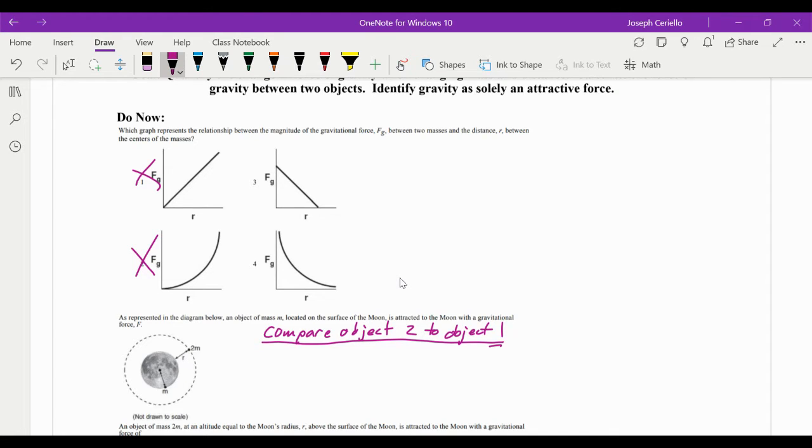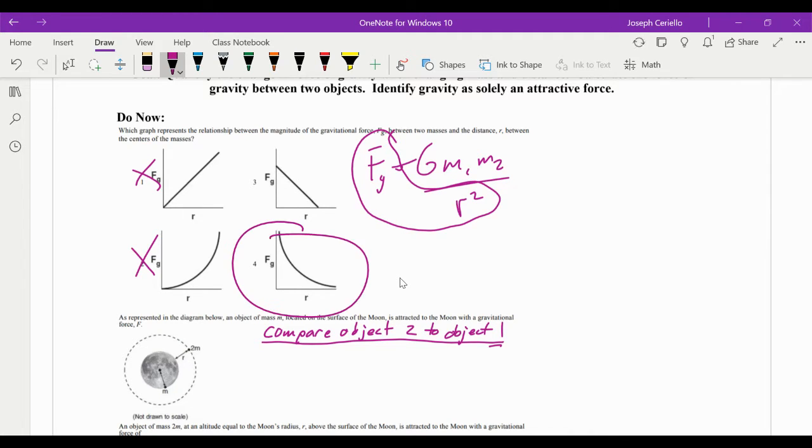Well, hopefully you recall from last class that Fg is equal to G m1 m2 over r squared. Notice that r and Fg have an inverse square relationship. An inverse relationship looks like this. This relationship up here, number 3, is a negative linear relationship. That would be like if it was negative r in the numerator.